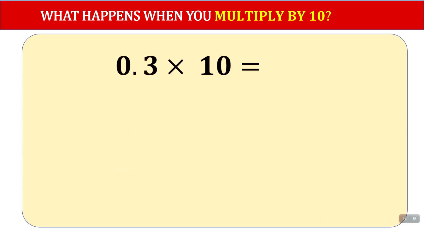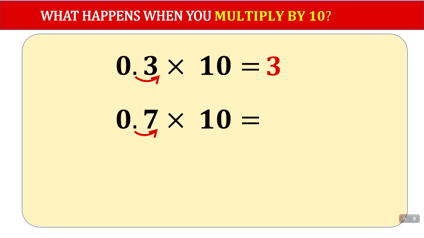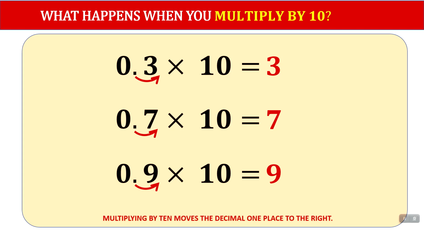Using that same rule, let's see if we can multiply 0.3 times 10. If we move the decimal place one place to the right, the decimal is now to the right of the 3, and our answer is 3. What about 0.7 multiplied by 10? We know multiplying by 10 means we move the decimal one place to the right, and now the decimal place is to the right of the 7, and the answer is 7. 0.9 multiplied by 10. If we move the decimal one place to the right, the decimal is now to the right of the 9, and that answer is 9. Again, multiplying by 10 moves the decimal one place to the right.